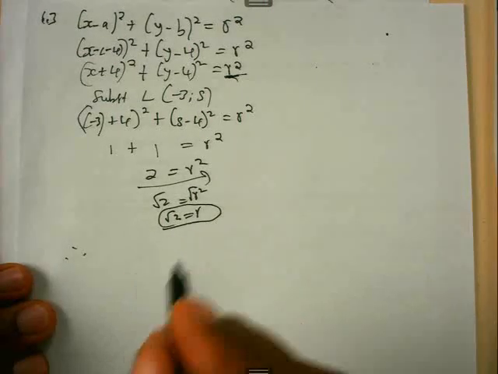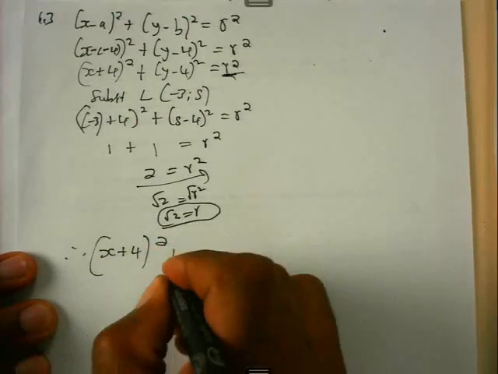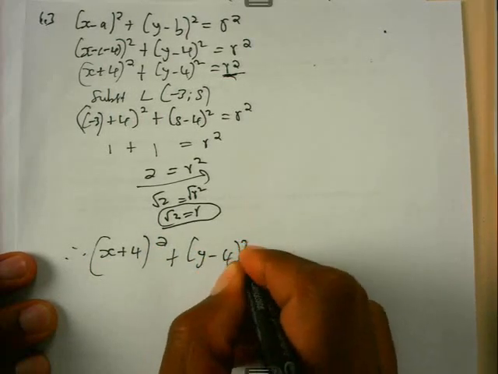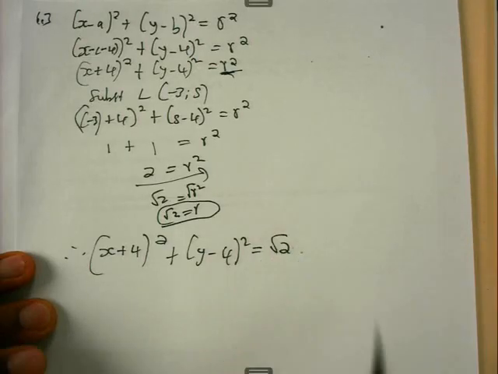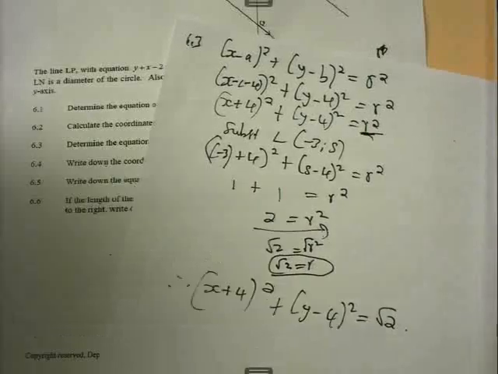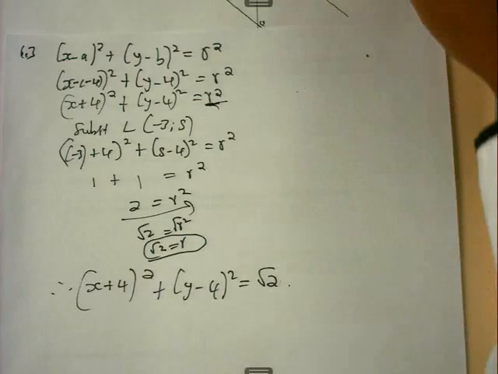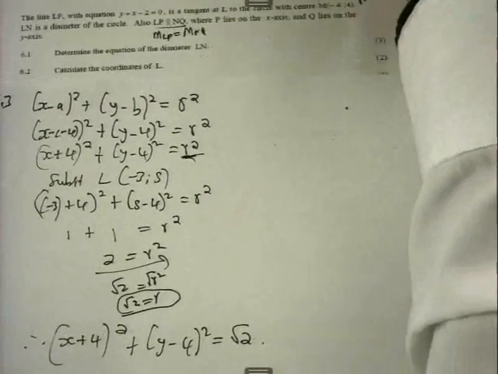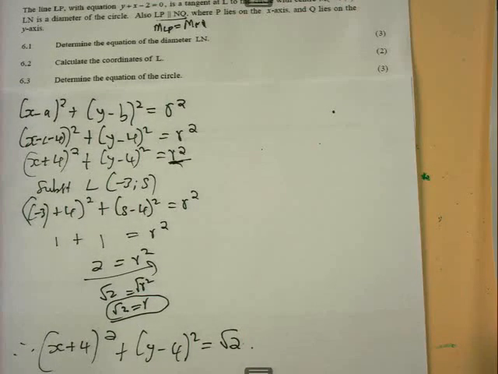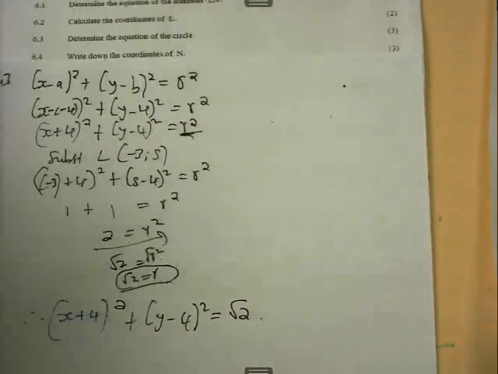Therefore, now let us answer the question. Therefore, the equation is x plus 4 all squared plus y minus 4 all squared is equal to the square root of 2. This is the equation of the circle with the center M at the point -4 and positive 4. Right, very important, boys and girls. When you determine the equation, check the center and the radius. If the radius is not there, check the center and the point.